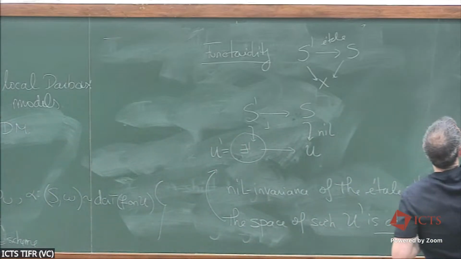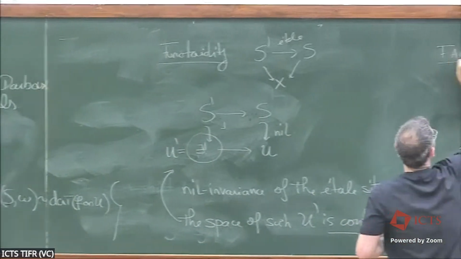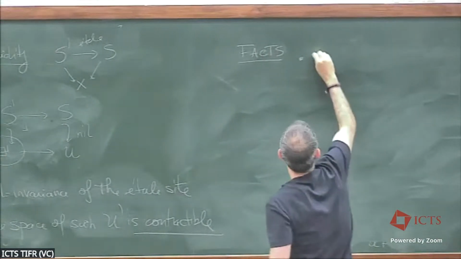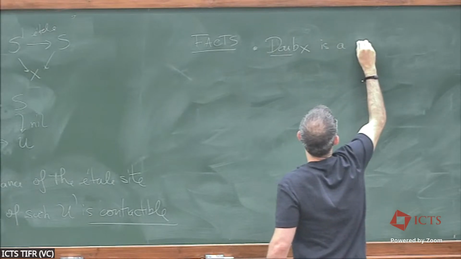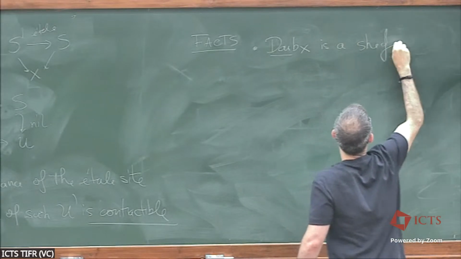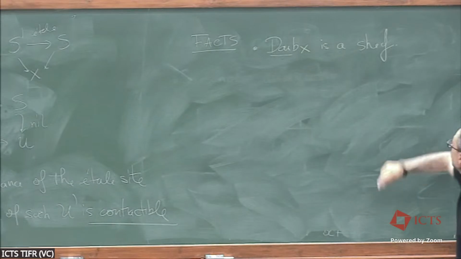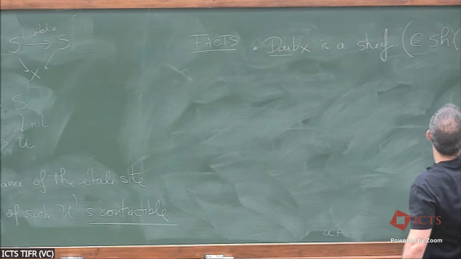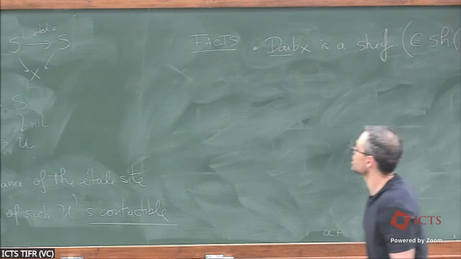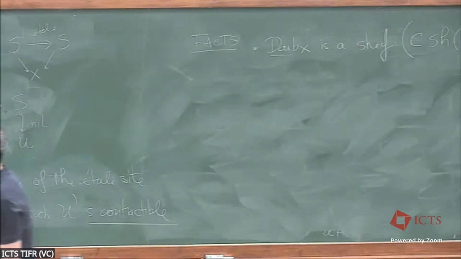So now let me give you a bunch of facts. The first fact is that this Darboux stack is a sheaf. So it's a sheaf on this small étale site. Meaning if you have S and an étale cover of S, then you can use descent to produce from local models on an étale cover a model on S.